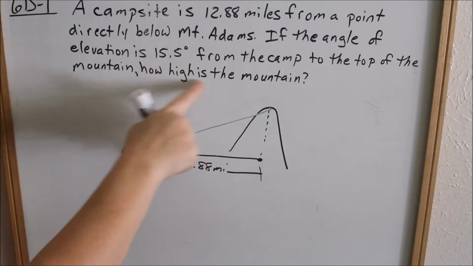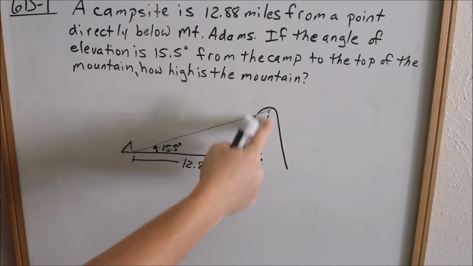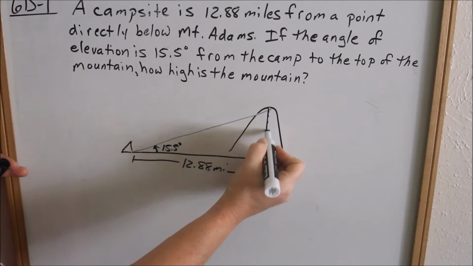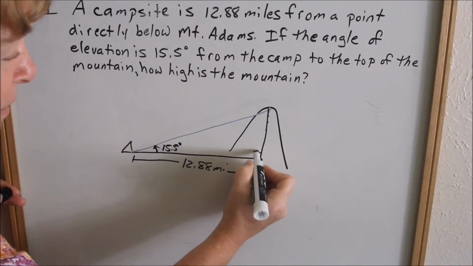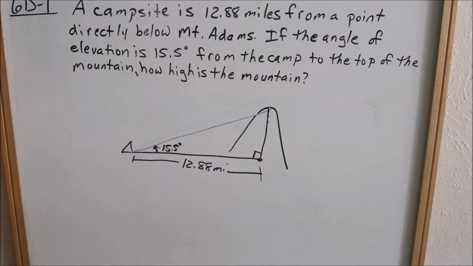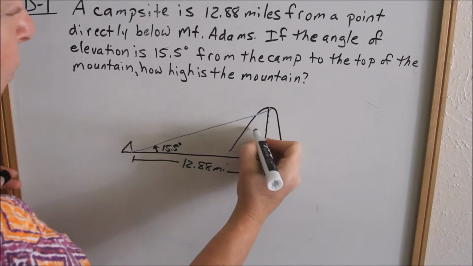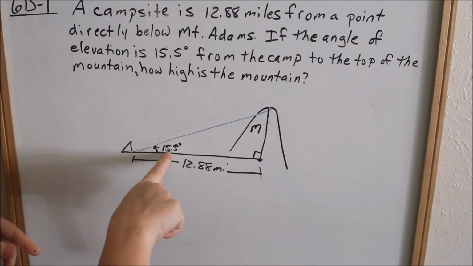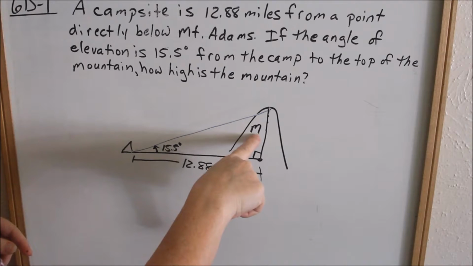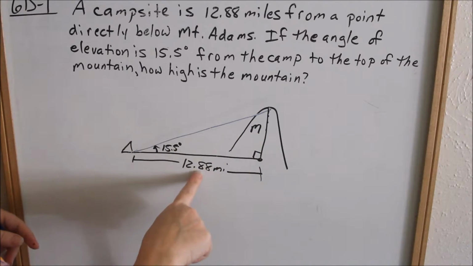So then it's asking how high is the mountain. They're wanting to know this distance right here, that distance. You can label that whatever you want. This is a right triangle. These pictures should be a right triangle. You can label this unknown whatever you want. I'm going to label it M for mountain. So if I'm standing here at this angle, my unknown is opposite of me. The side that I know is adjacent to me.